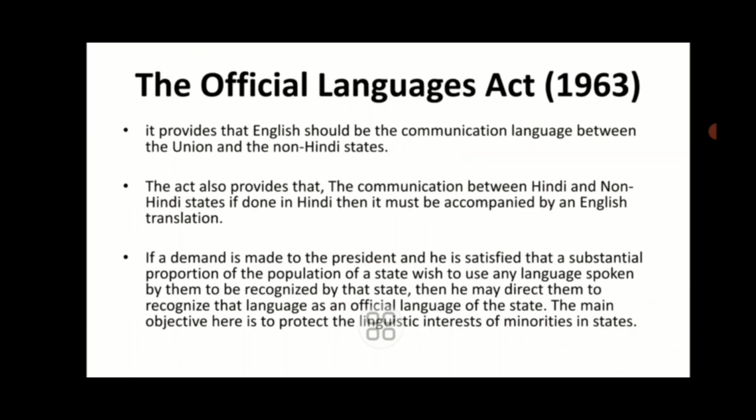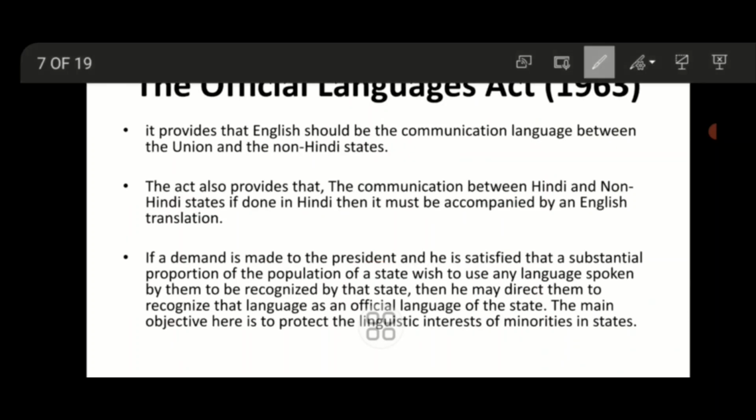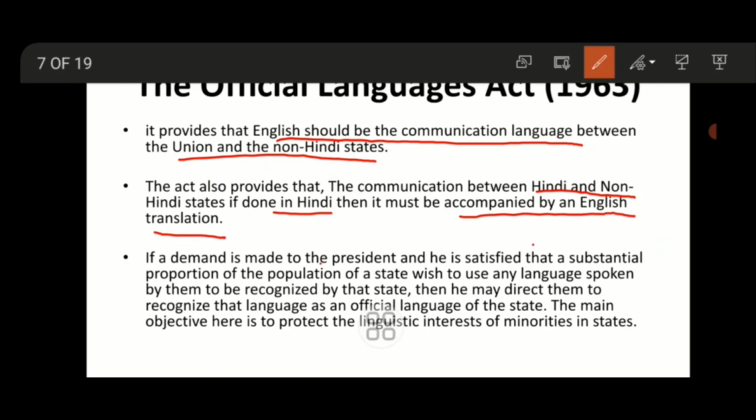Okay. And then the Official Language Act 1963 says that English should be the communication language between the Union and non-Hindi states, and communication between Hindi and non-Hindi states, if done in Hindi, must be accompanied by an English translation also. If a demand is made to the President, and if he is satisfied that a proportion of the population of the state wishes to use a language spoken by them to be recognized by the state, then he can direct the state to recognize it as an official language of the state.